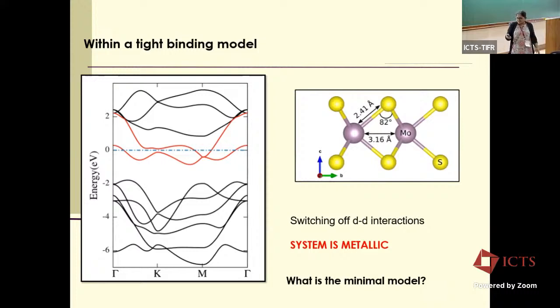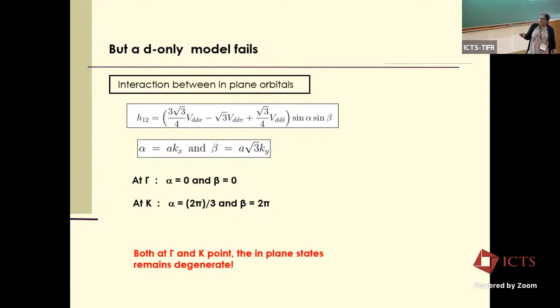So this means that I just need a model which also has molybdenum hopping so that I can describe this system. Well, it doesn't seem to be so simple, because when we looked at the contribution from the first nearest neighbor molybdenum neighbors of the central molybdenum atom, I can take the in-plane orbitals and write down the matrix elements between these in-plane orbitals.